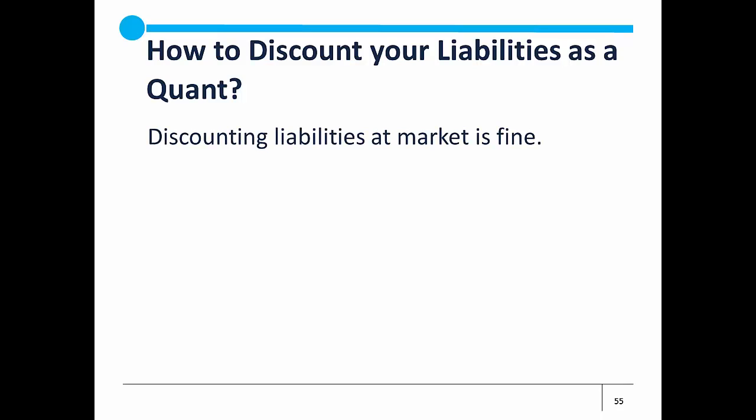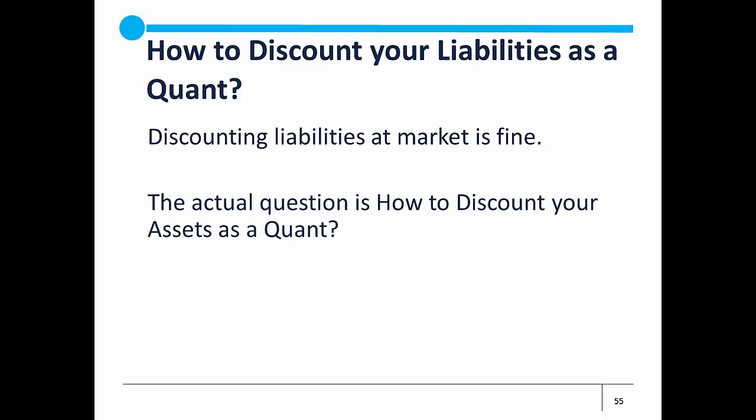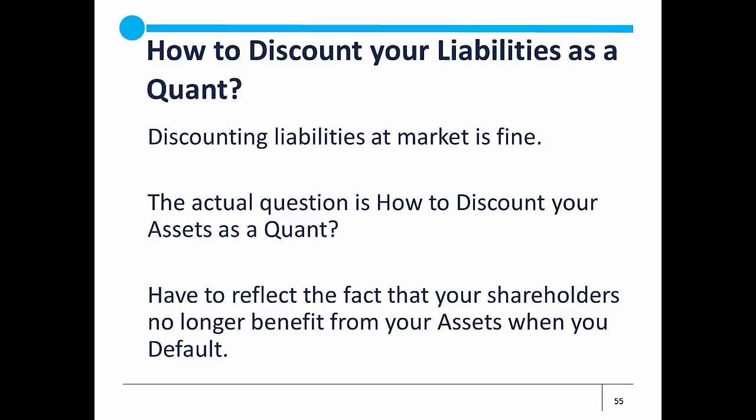So how should we discount our liabilities as a quant? Well, the key here is that actually discounting liabilities at market is fine. The actual question is something else, right? The question is, how should we discount our assets as a quant? And the point here is that we have to reflect the fact that our shareholders will no longer benefit from our assets once we've defaulted. So that's the key difference here, right? Once we've defaulted, yes, the assets are still there. However, our shareholders lose any claim on them. And that's the key here, right? There's nothing wrong with discounting liabilities at market. However, there is a problem on the asset side.